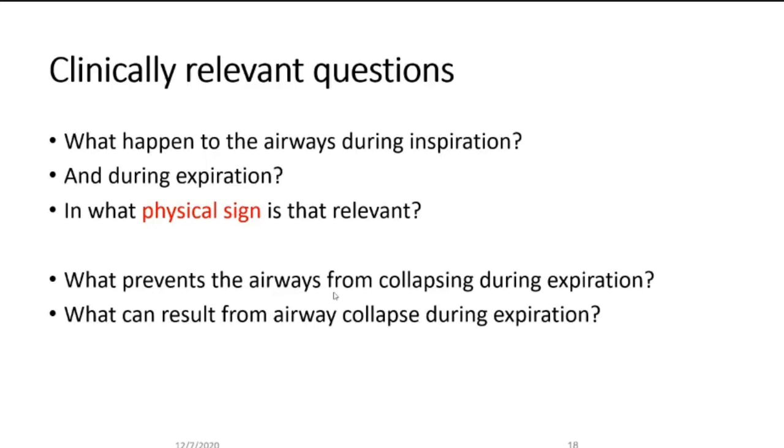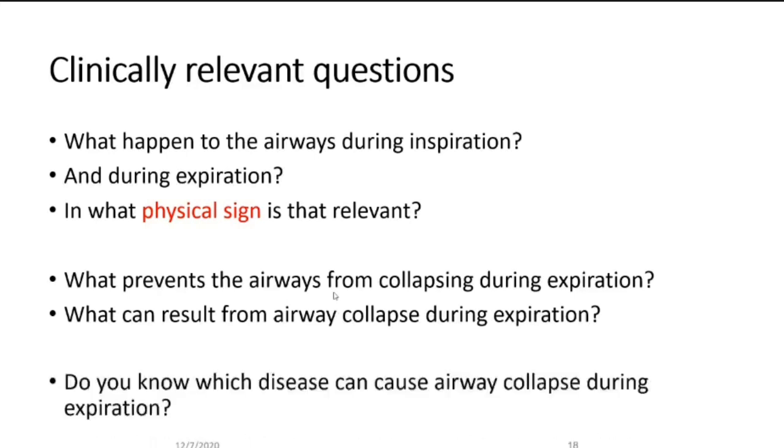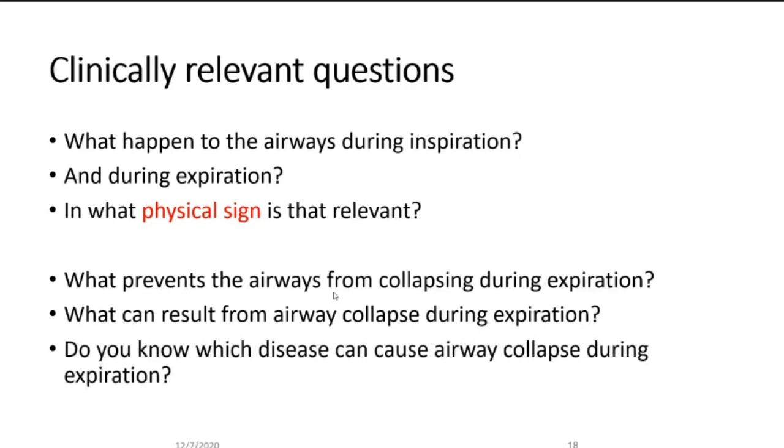There should be no collapse, but if collapse happens, there will be something called air trapping. Air will remain inside the alveoli, and with each expiration some air remains, so we get hyperinflation of the lung. Hyperinflation of the lung will lead to larger lung volumes, and this is what we talked about in emphysema. So the disease process that can cause airway collapse during expiration is called emphysema.